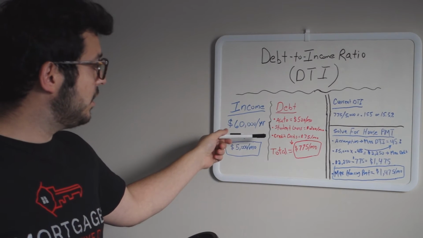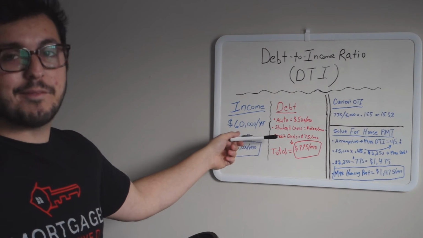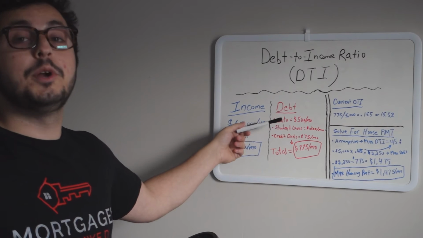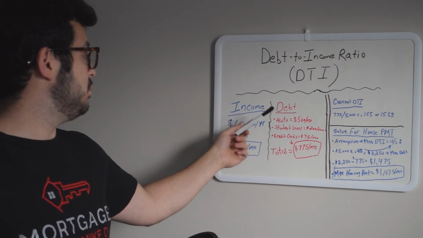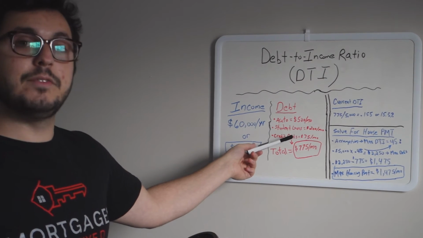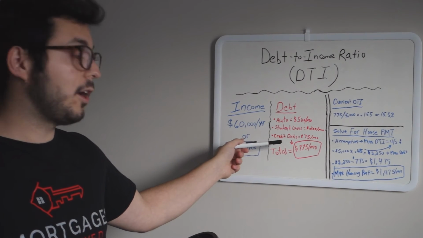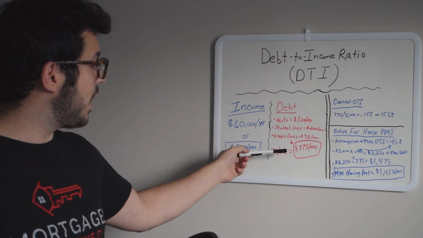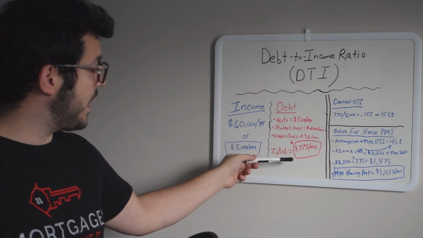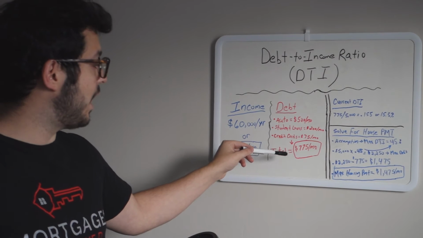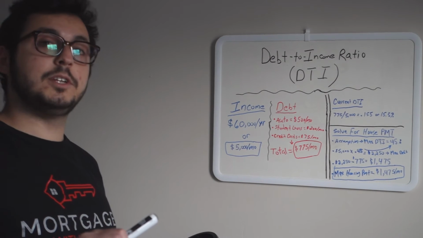And then finally, credit card debt. So let's assume you have 3 credit cards, each of which has a minimum payment of $25 a month, which would equate to $75 a month in minimum payments on credit cards. All right. So your current total monthly debt comes to $775 a month.